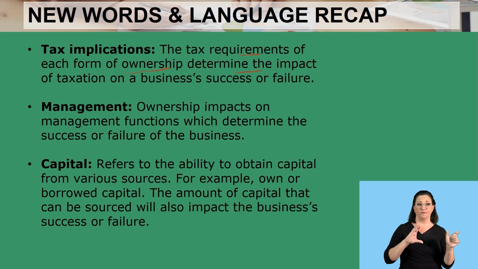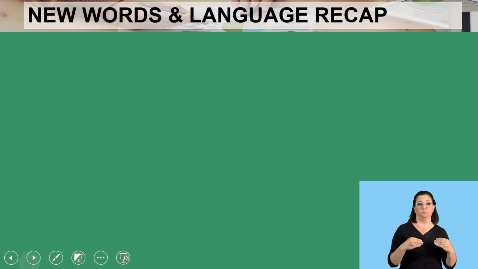But capital, we're talking about the idea that now it refers to the ability of each form of ownership to obtain capital from various sources. For example, can they use their own, or can they borrow capital from financial institutions? So this is the amount of capital that can be sourced, meaning how much can they get to start the business, which will impact on the success or failure of the business.